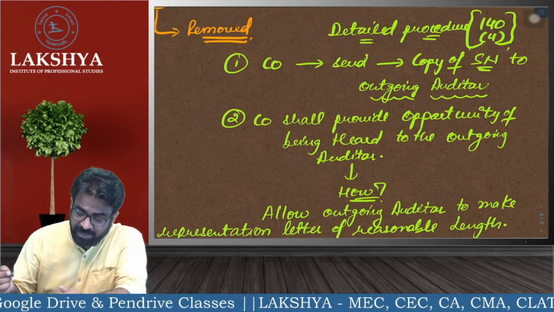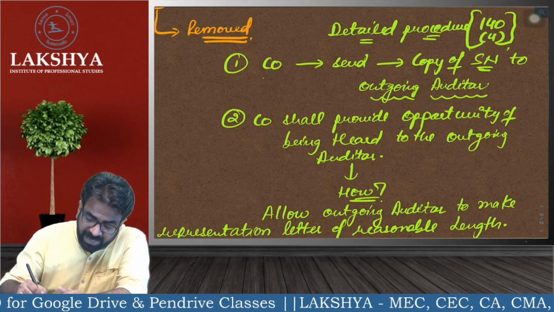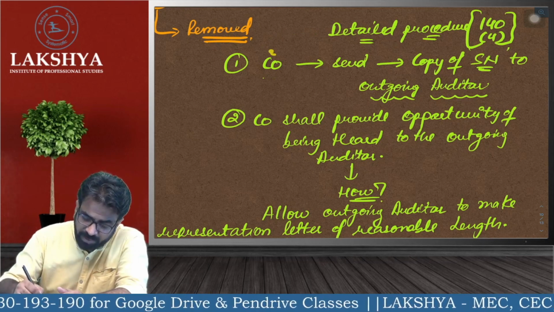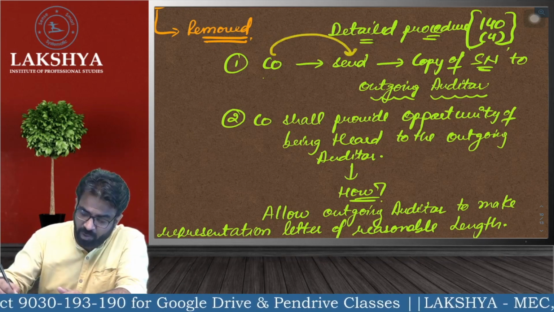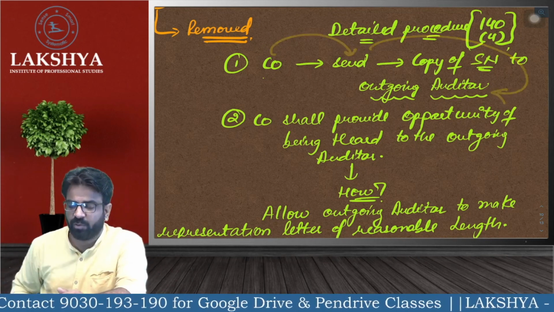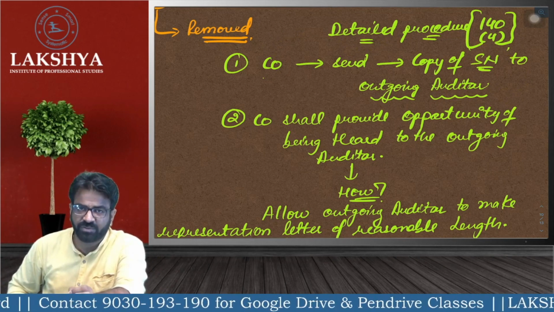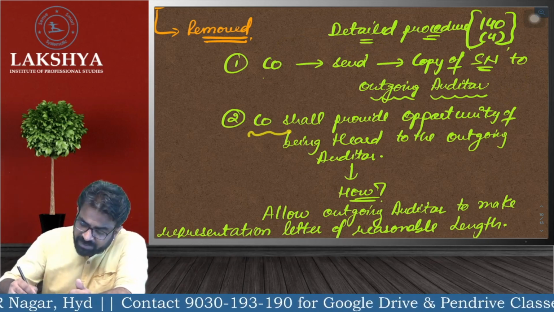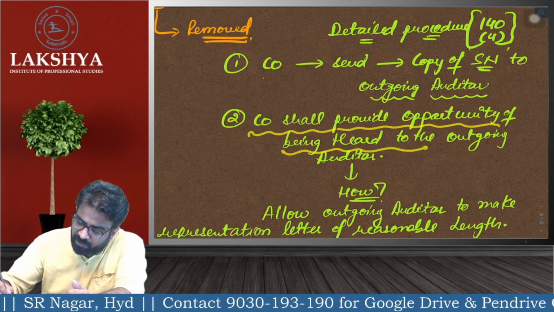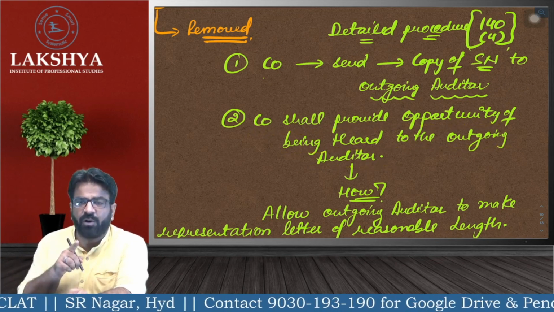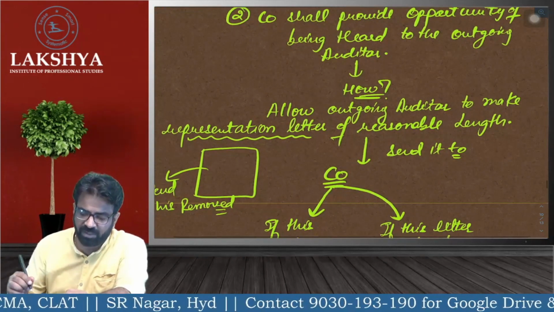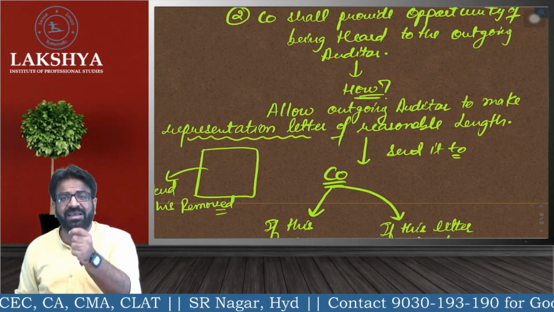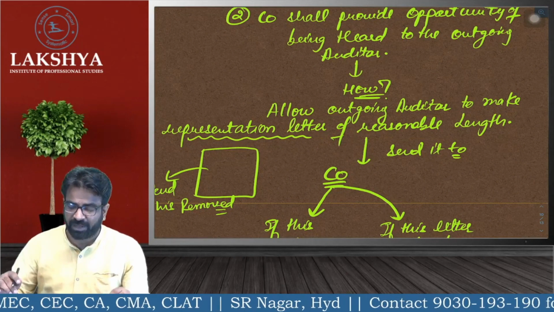In those 60 days of gap, company has to send the special notice copy to whom? To the outgoing auditor. Are you getting the point? Company has to send a copy of special notice to the outgoing auditor, and company has to provide an opportunity of being heard to the outgoing auditor. So what do you mean by opportunity of being heard? We will allow him to make a representation letter of a reasonable length.